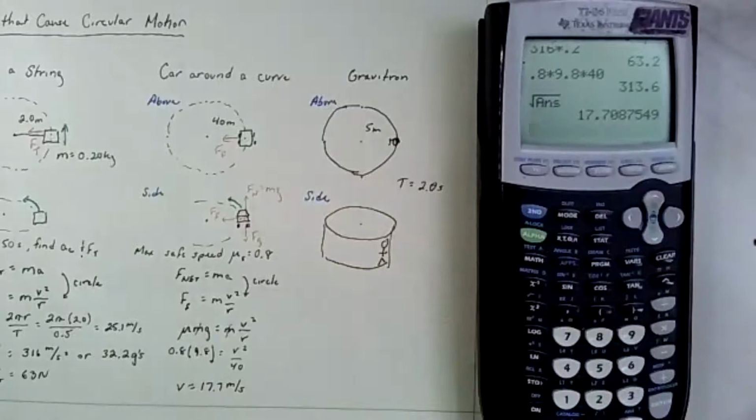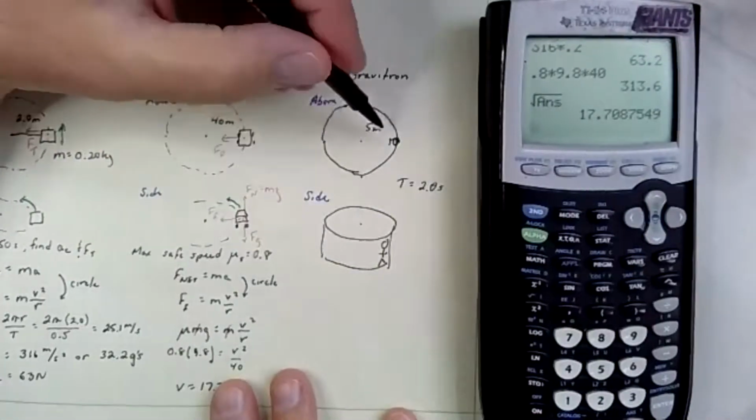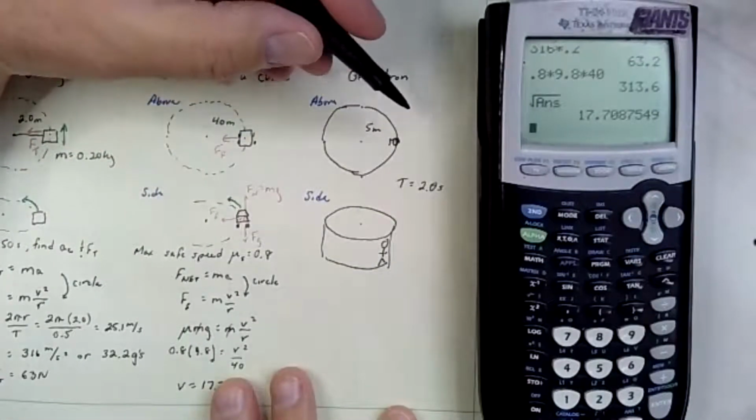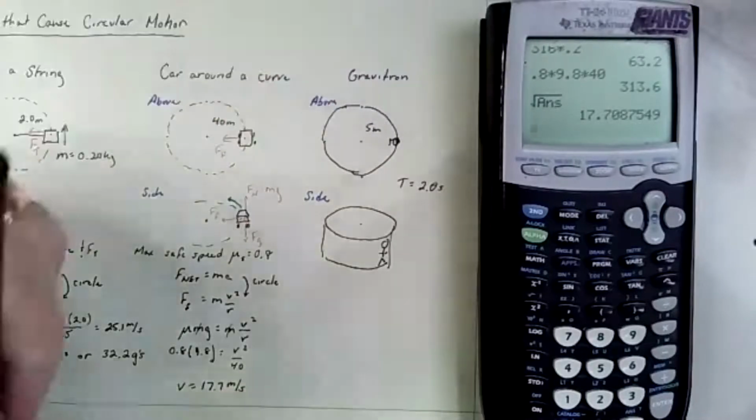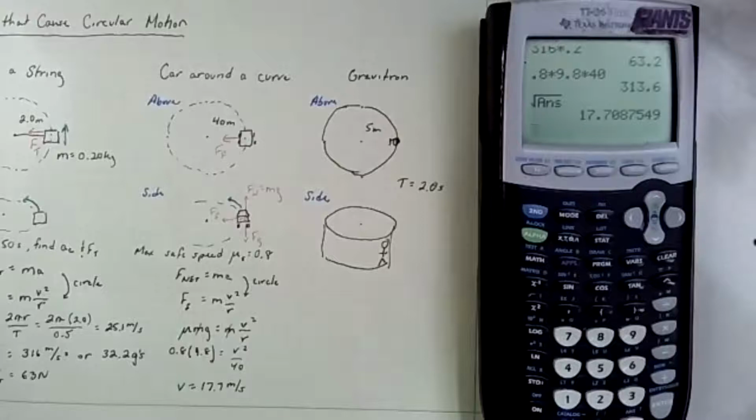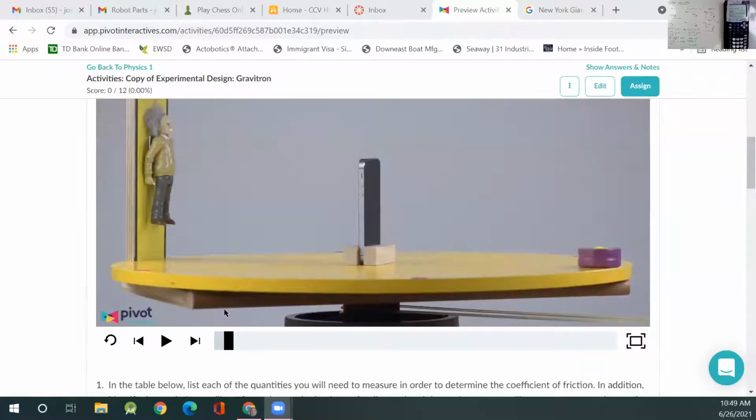And in this last example, sort of the gravitron example, it's an amusement park ride, and it spins so fast that you feel like you're pushed up against the wall, and they can actually pull the floor out from underneath you. Pivot Interactives has a little video of this, which is kind of cute. So I'm going to share that with you right now, and we'll take a look at it. So I'm just going to play the video.